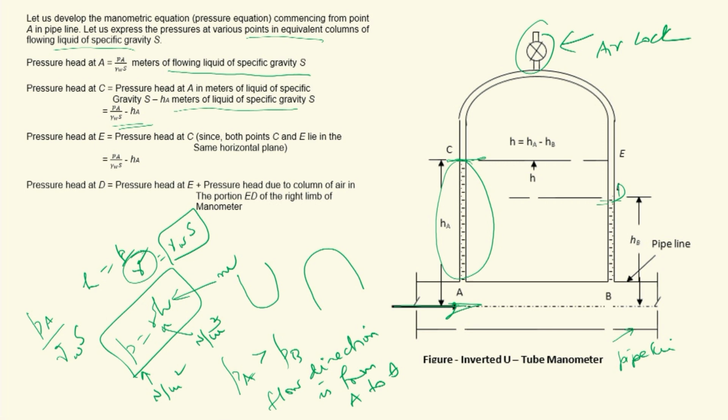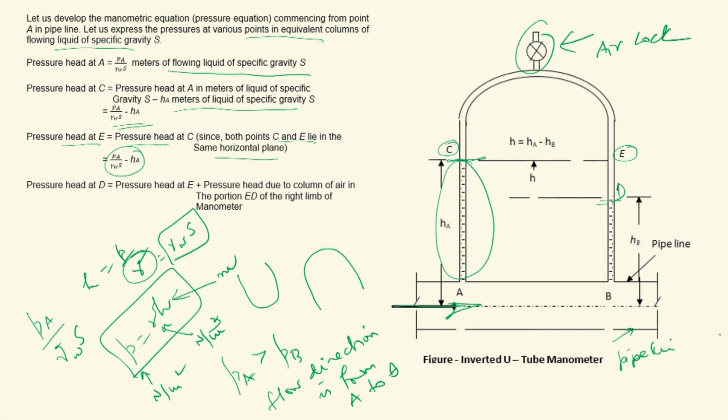Then from C, we are taking another point E in the right limb such that E is in the same horizontal plane as that of C. So C and E are at the same elevation. Because they are in the same plane, the pressure does not vary in the same horizontal plane, it remains the same. So pressure head at E will be equal to pressure head at C, since both points C and E lie in the same horizontal plane. So pressure head at E will be again PA by gamma WS minus HA.